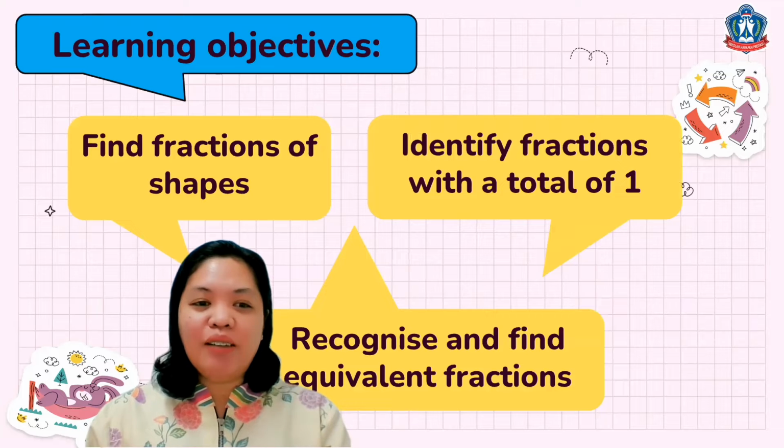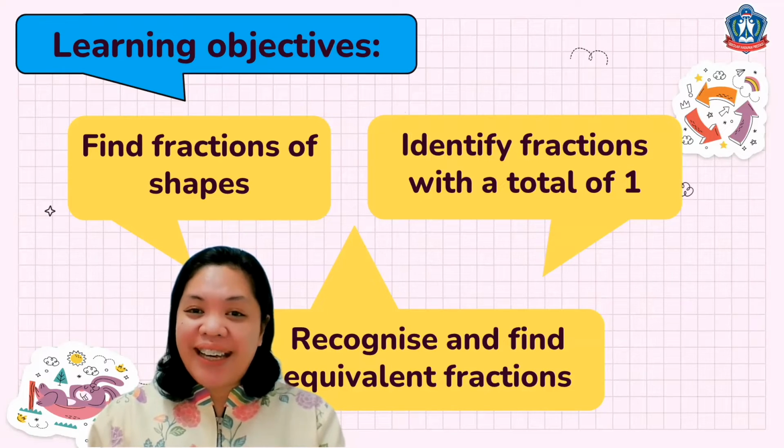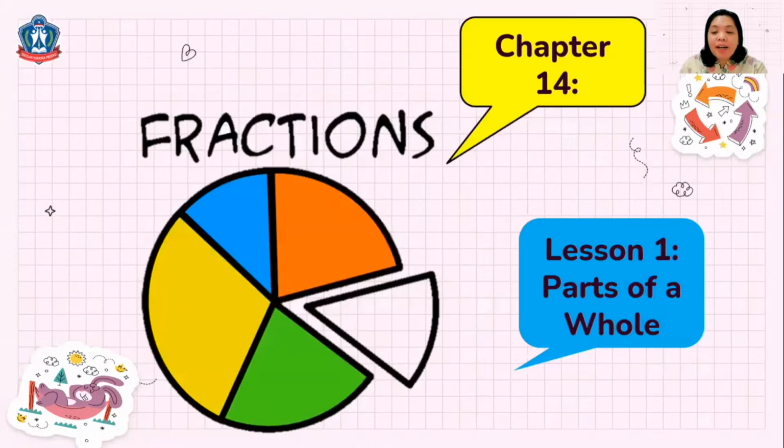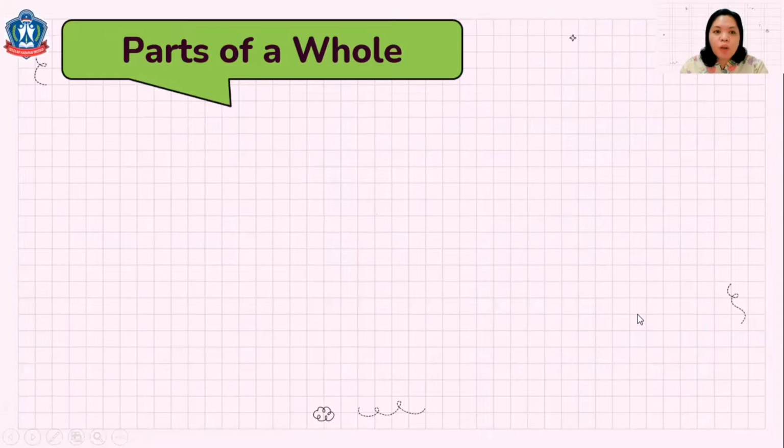Here are the learning objectives for these lessons. We have to find fractions of shapes, to identify fractions with a total of 1, and to recognize and find equivalent fractions. Okay, P4, are you ready? Come on, let's start. Okay, let's start with lesson 1, parts of a whole.